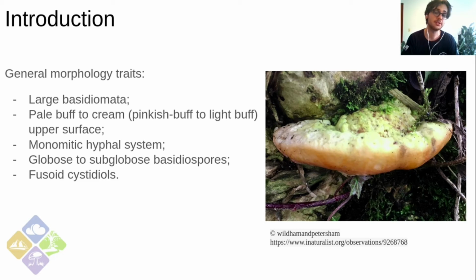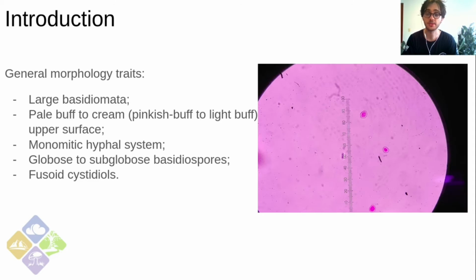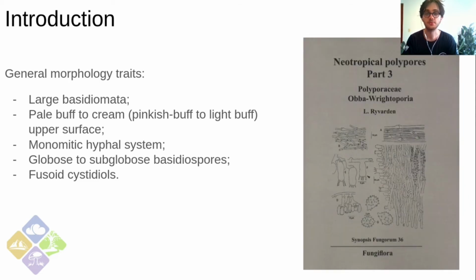It has a monomitic hyphal system, globose to subglobose basidiospores, and the presence of fusoid cystidioles. These morphological traits separate it from other Rigidoporus species, and this description can be found in the classical literature, if we want to call it so, which in this case is Neotropical Polypores by Ryvarden.